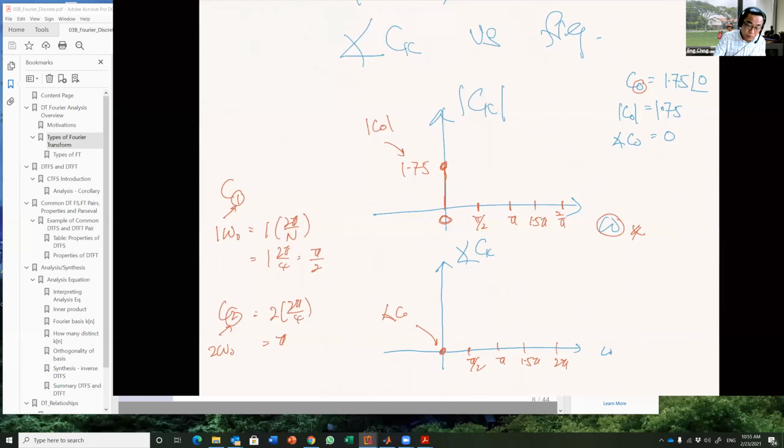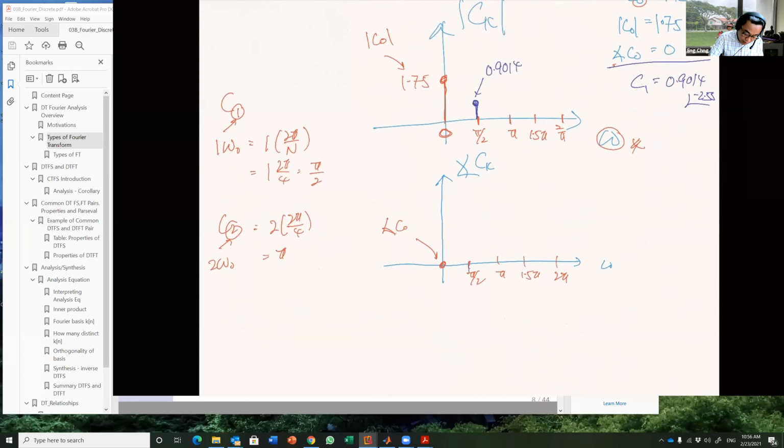Now, let's continue with C1 now. So we have C0. What about C1? C1, we have calculated upstairs, and the answer is 0.9014 angle minus 2.55. So let's draw the 0.9014, which is about here, I guess. 0.9014, and the angle is minus 2.55. So I should go up and go down, minus 2.55.